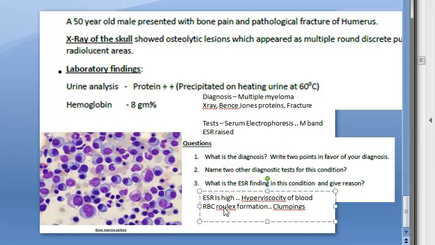Now, why is it falling? Because of hypercoagulability of the blood. Even in infections, this can be more, okay? They can ask all these questions. So, what are the other causes for increased ESR? Increased ESR, other causes can be tuberculosis, etc. Okay.